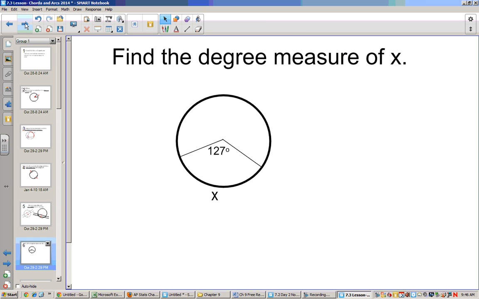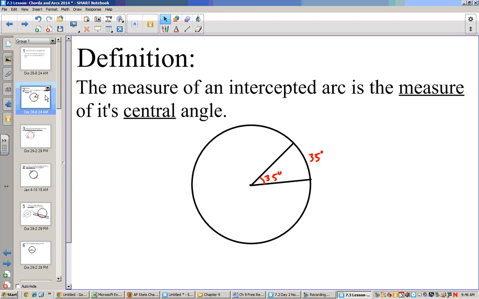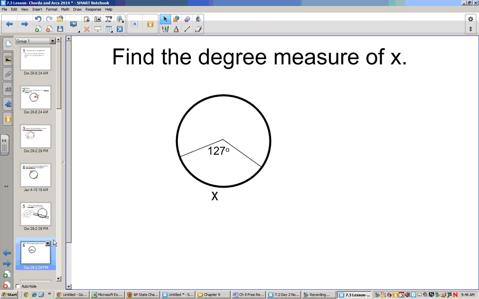Alright, so now we're going to do some problems associated with that. If I know my central angle is 127, what is this arc going to be on the outside? Well, if we go back to our first property, the central angle is the same as the arc, so we know that this angle has to be 127 degrees. That degree sign should be a little o in the corner, not a big one like I did.